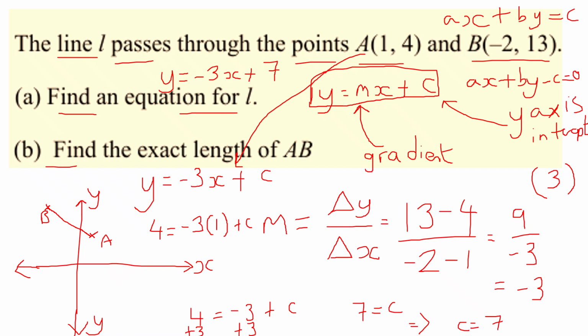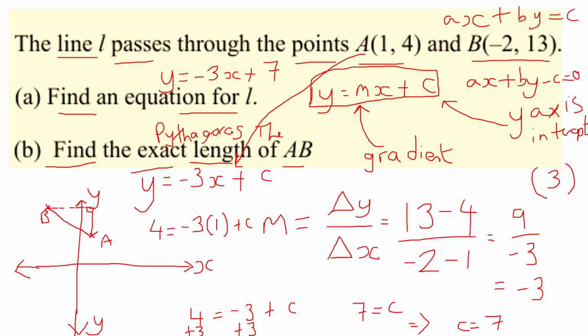Part B says find the exact length of AB. Now, when we're looking at lengths between 2 points, we're actually going to be using a triangle, specifically a right angle triangle. And because it's right angled, we'll be using Pythagoras' theorem. Here you're going to be a bit more careful when we work it out.